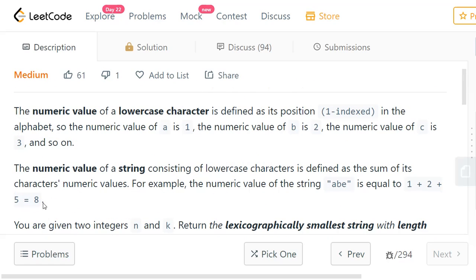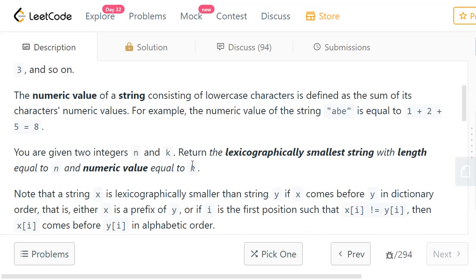When we are given a value of K, we need to form the smallest string that is possible lexicographically. There may be multiple strings for the given value. Let's say instead of ABE, we can have AAF. That also will have a value of 8. But we need to form the lexicographically smallest string, and that we need to return as a result.